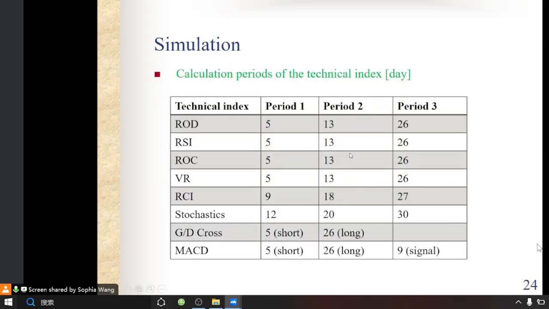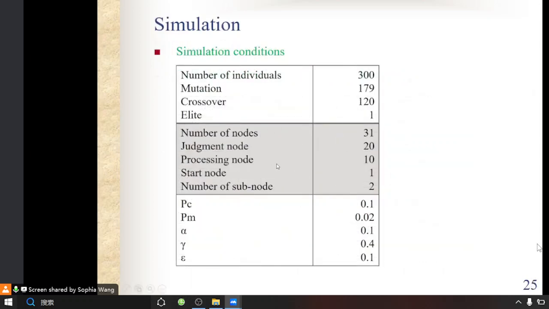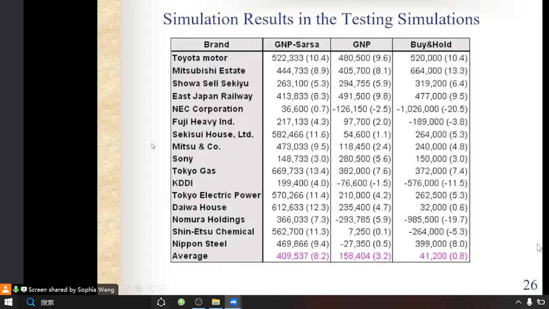Okay. So after that, we divided it into 3 periods and used these technical indexes. And this is the simulation condition for the reinforcement learning and EC. We can compare different companies, and we find that the GMP reinforcement learning can get more profits than the GMP and the buy and hold.